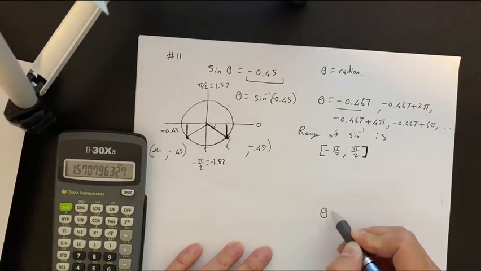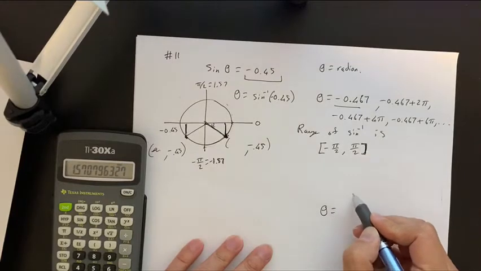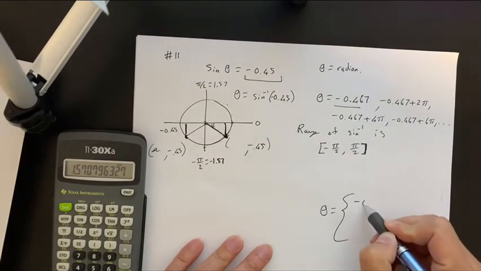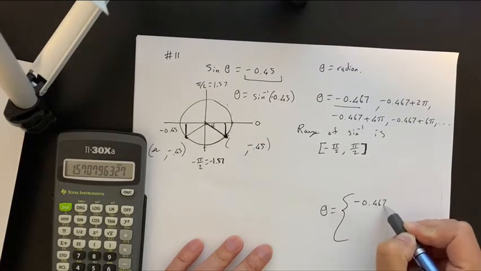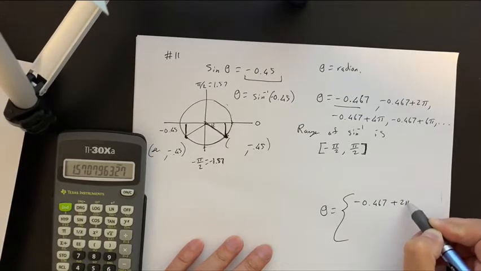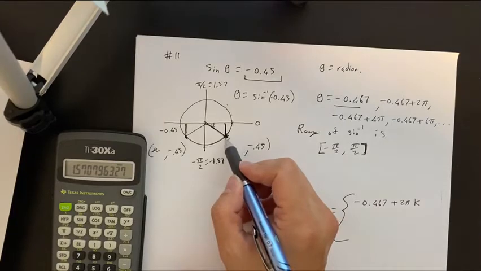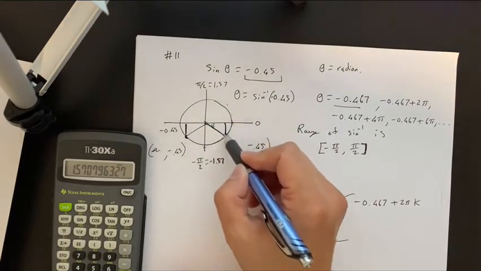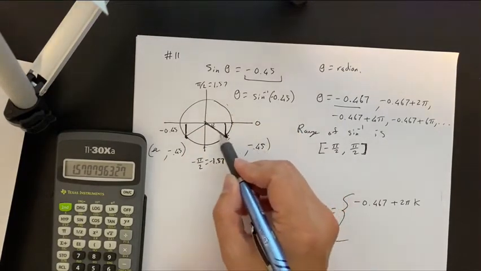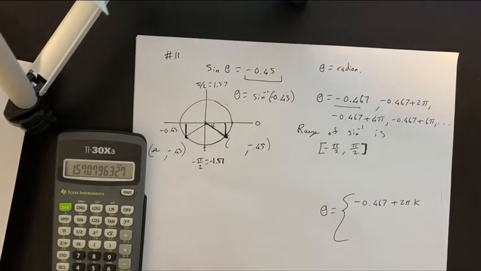So let me write the answer right here. A negative 0.467 plus any multiple of 2 pi would give me all the values that would give me this position, and that would give me the y value of a negative 0.45.